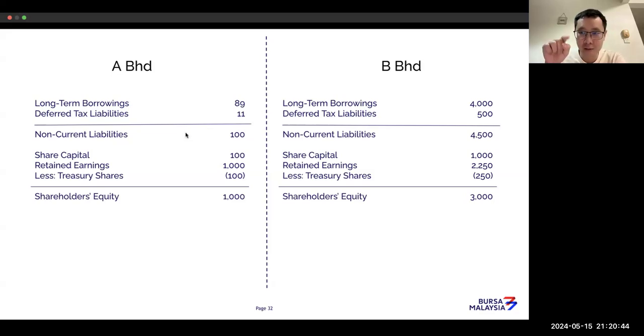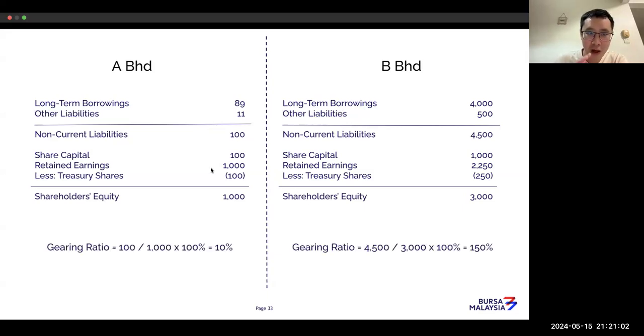You take 4,500 divided by 3,000 times 100%. Gan Kok Cheng, 150%, correct. Gan Swat Kim, 150%, correct. Exactly. So you should be getting 150%. Now, comparatively, if you compare A Berhad and B Berhad, one gearing ratio is 10%, one is 150%. Which of the two do you think is more conservative when it comes to debt? Is it A Berhad or B Berhad?